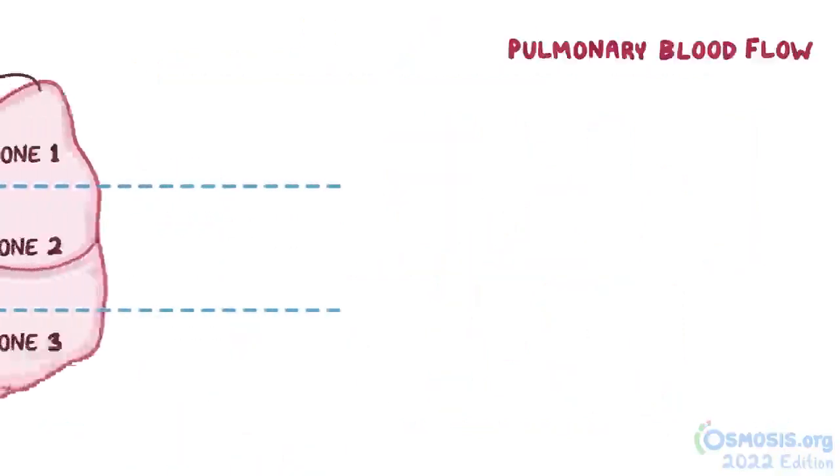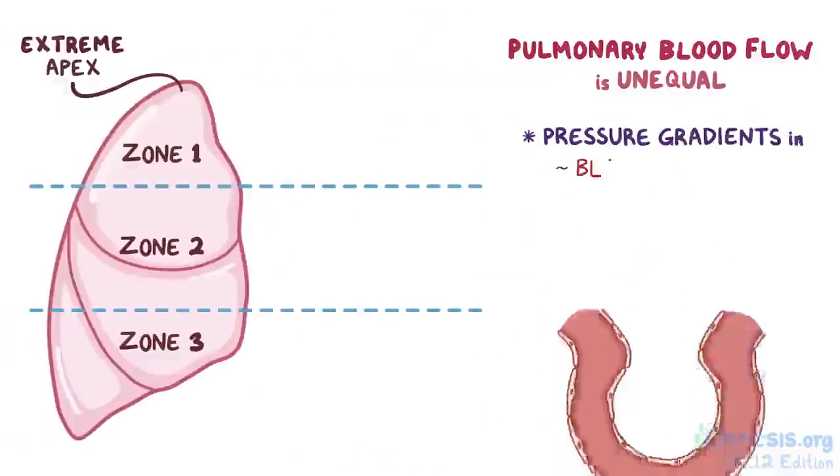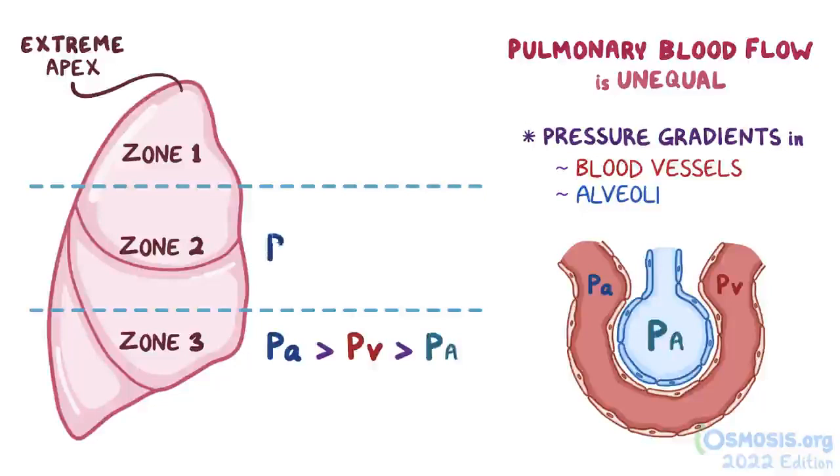Alright, as a quick recap. Pulmonary blood flow through the 3 zones of the lungs is unequal, and it's driven by the effects of pressure gradients in blood vessels as well as the pressure within alveoli. In zone 3, in decreasing order, there's pressure in the arterioles, then pressure in the venules, and then pressure in alveoli. In zone 2, pressure in the arterioles, then pressure in alveoli, and then pressure in the venules. In zone 1, at the extreme apex, which normally doesn't happen under physiologic conditions, you have pressure in alveoli, then pressure in arterioles, then pressure in the venules.